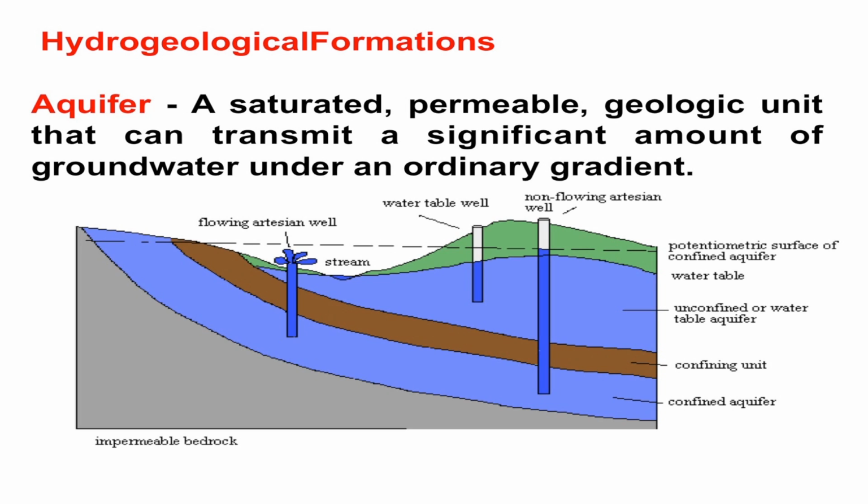A confined aquifer is confined by an impermeable stratum. Water is under pressure, and the pressure may be greater than atmospheric pressure. Above the confining unit is the unconfined aquifer. An unconfined aquifer is one where the top water surface is in contact with the atmosphere, so the water is at atmospheric pressure.